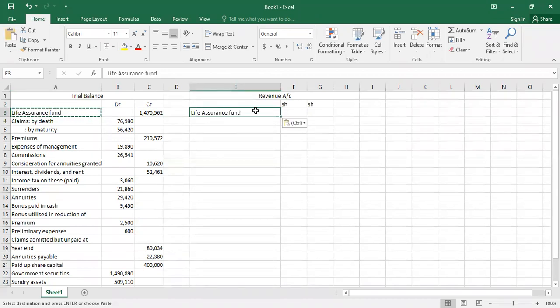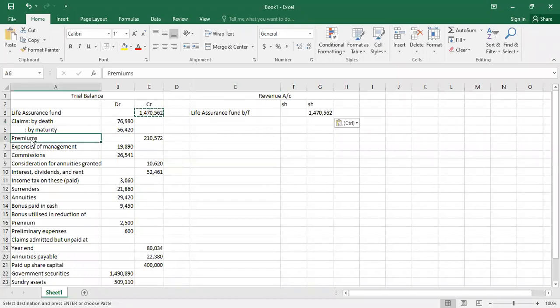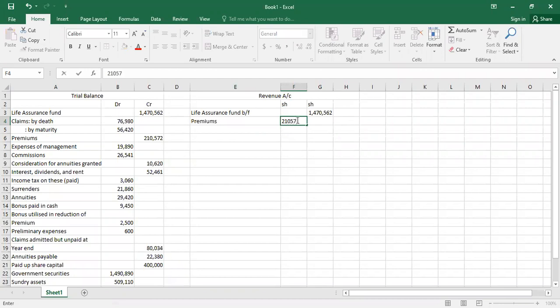But this time, I'll add "brought forward" so that we know that this is the balance as at the beginning. The amount is not changing. It's still 1470. Then from there, we can now do our adjustments of the premiums. So I have the premiums here. My figure for premium is 210,572.